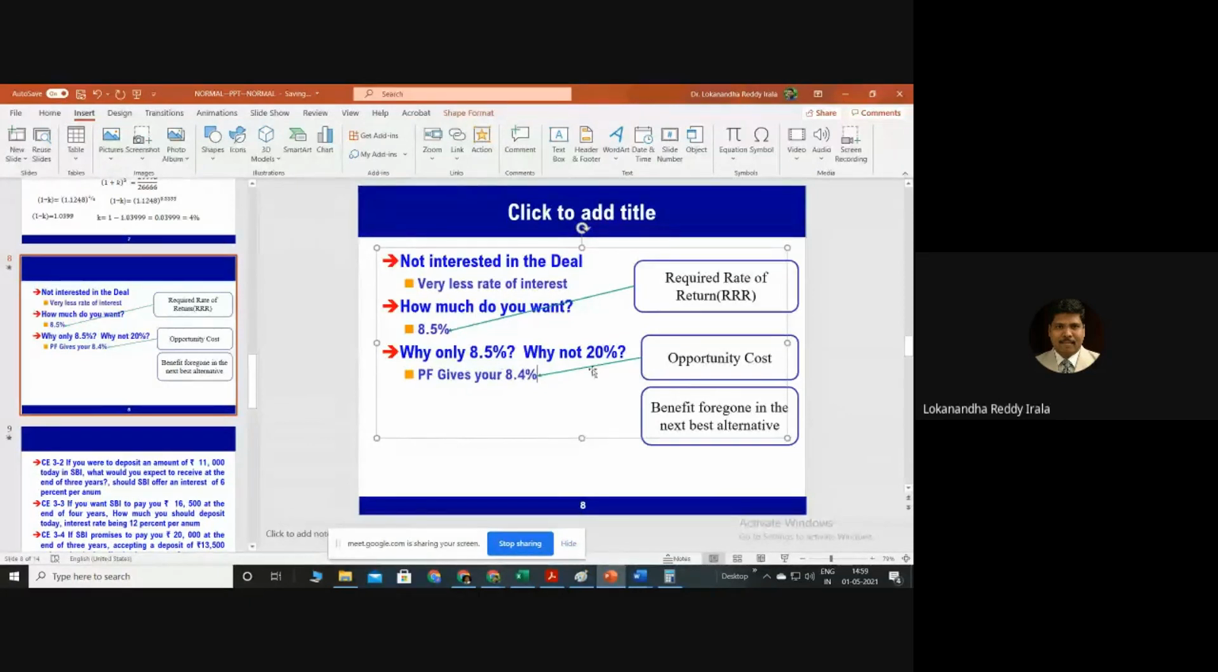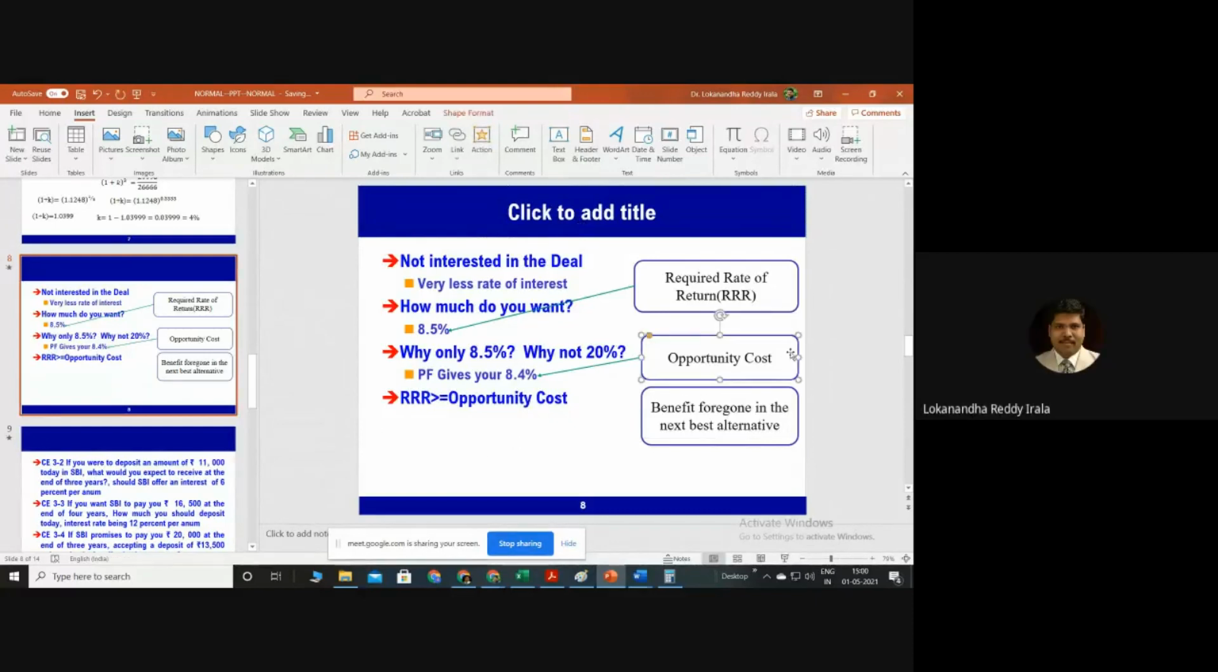So your required rate of return is equal to opportunity cost. Can we conclude this way as of now? Yes, sir. In fact, it should be greater than or equal to your opportunity cost. Equal to opportunity cost, right? Does this sound okay? Yes, sir.